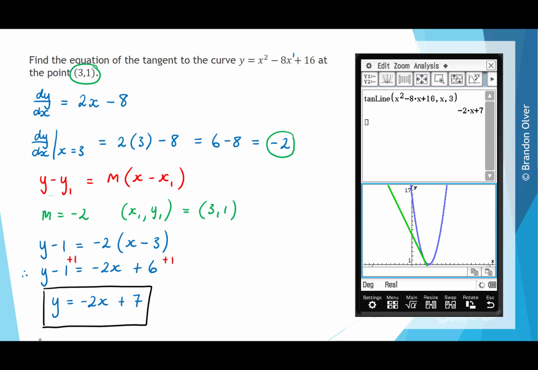And if we hit the blue execute button, the equation of the tangent line appears down here, which is y equals minus 2x plus 7, which is the same as what the tan line command gave in the main screen, which is also the same as what we found by hand. So that green curve here on our graph screen is the tangent to the point (3, 1), and it has a line y equals negative 2x plus 7.